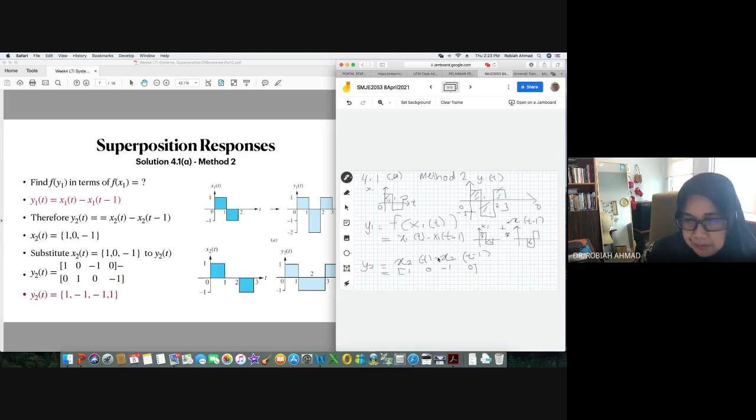Minus, because of the inverse, and then minus 0 shifted, and then 1, 0, minus 1. Then when we sum it up, 1 minus 0, 1, 0, minus 1, minus 1, minus 1, minus 0, minus 1, 0, minus minus 1, 1. So the same thing. Okay.